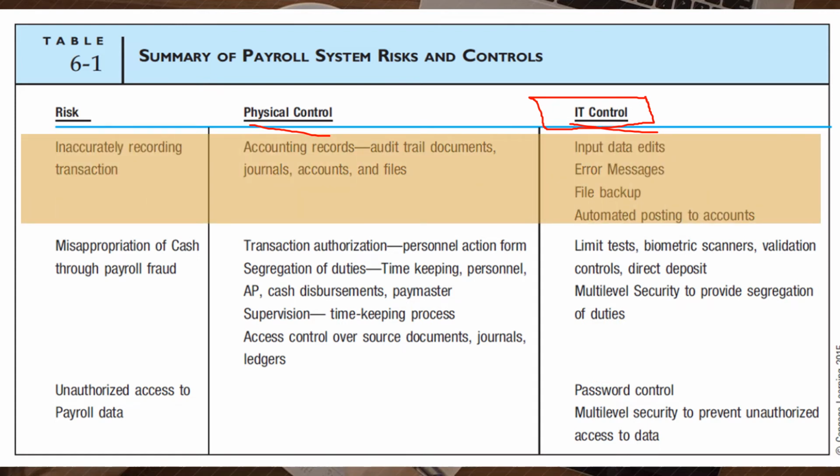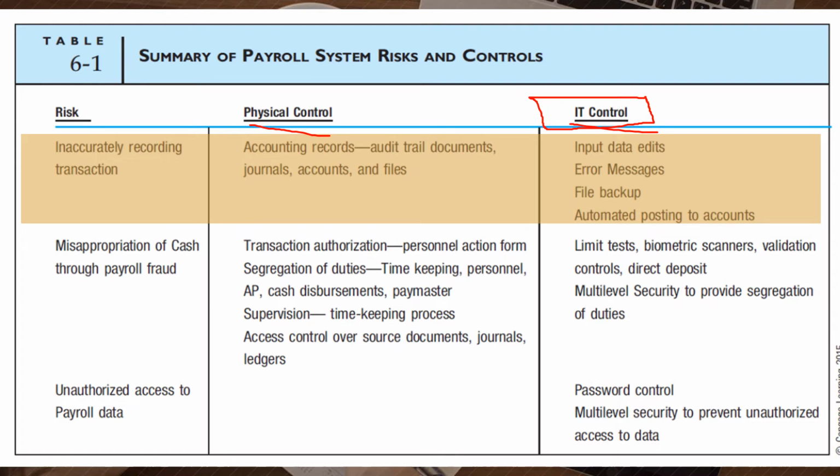We have the inaccurately recorded transactions. If you use a basic system, then we have accounting records, audit trail documents, journal accounts, as well as files. So we ensure the accuracy of the recording of the transaction based on checking the documents and reconciling the documents.